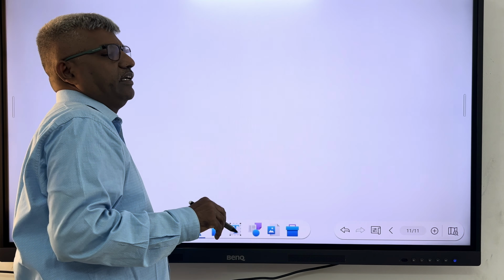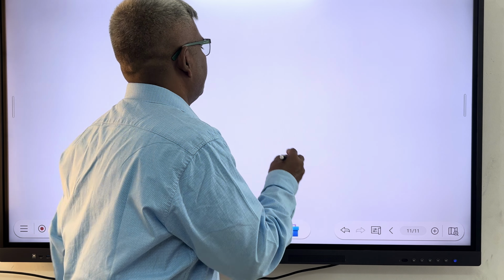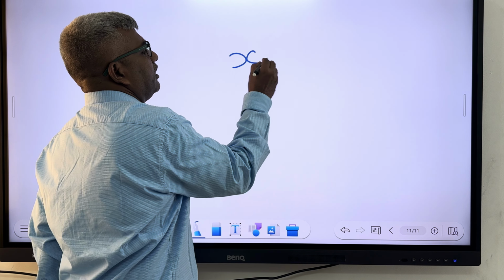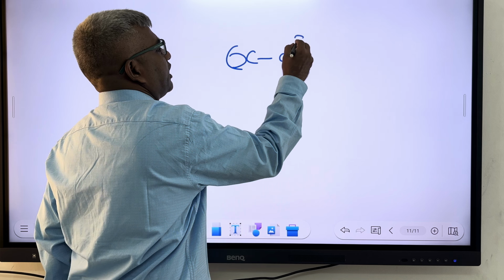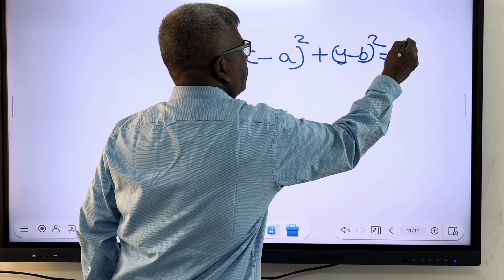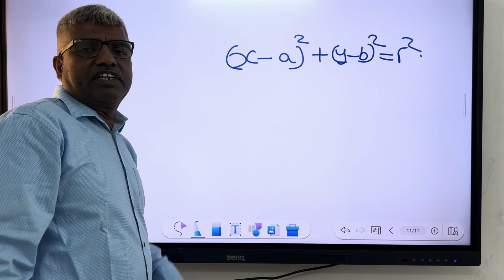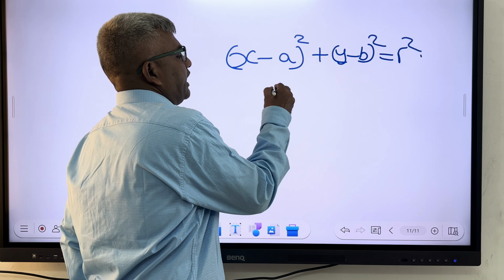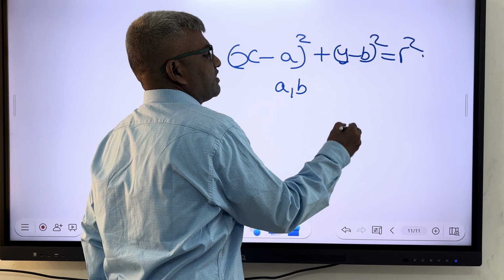Okay. In chapter 2, main is circle. x minus a whole square plus y minus b whole square is equal to r square. For this, what is the center? a comma b. What is the radius?